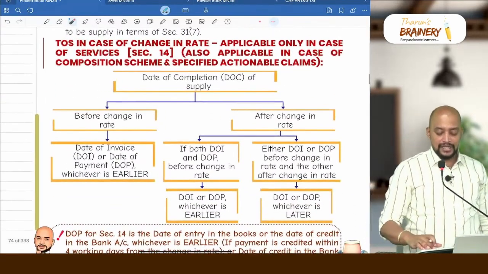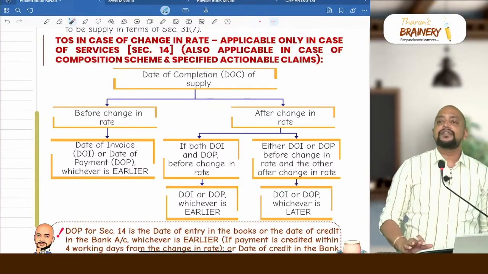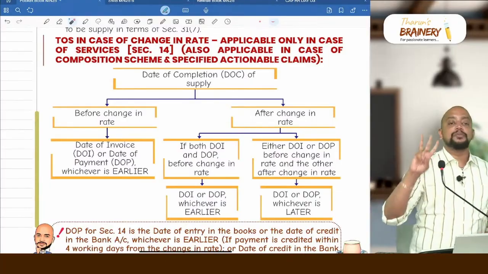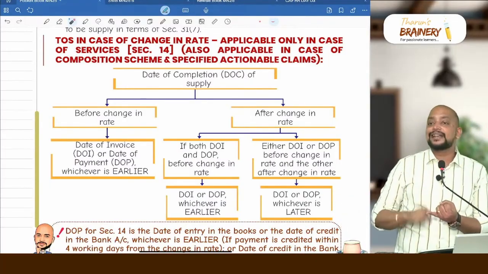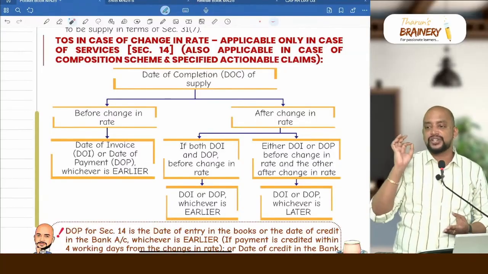Then section 14. Section 14 talks about time of supply in case of change in rate. First of all, when will section 14 be applicable? Section 14 will be applicable when between 3 dates there is a change in rate. What are those 3 dates? Date of supply, that is date of completion, or date of invoice or date of payment. Between these 3 dates there is a change in rate.